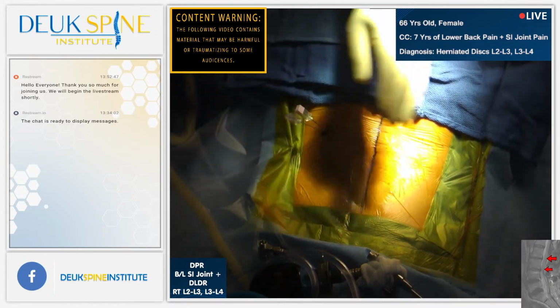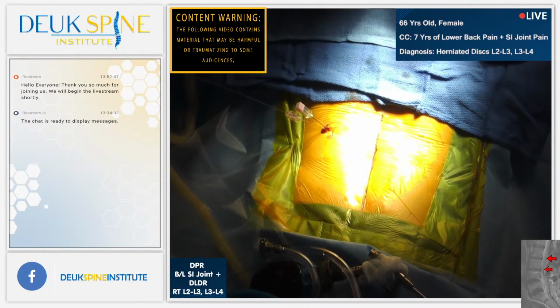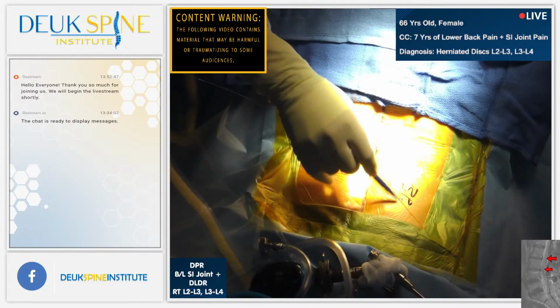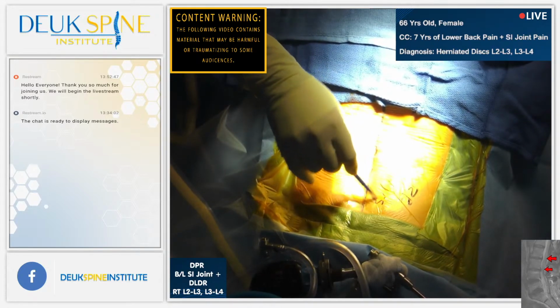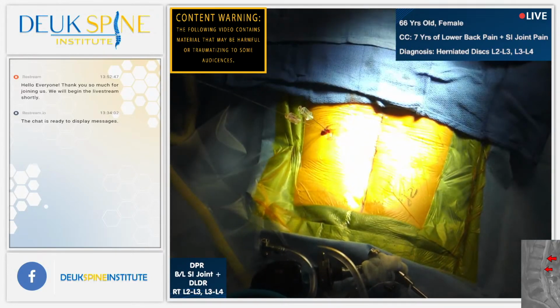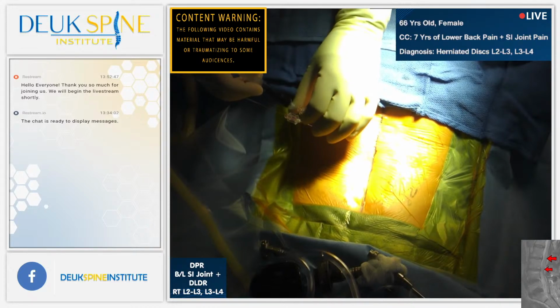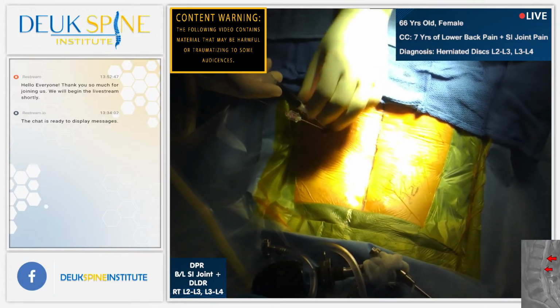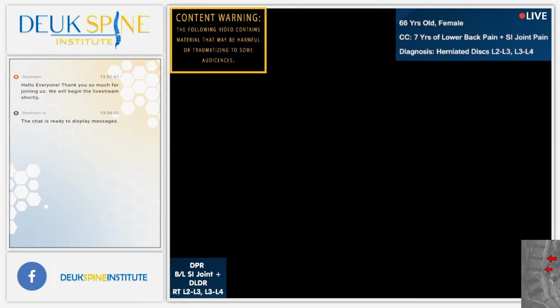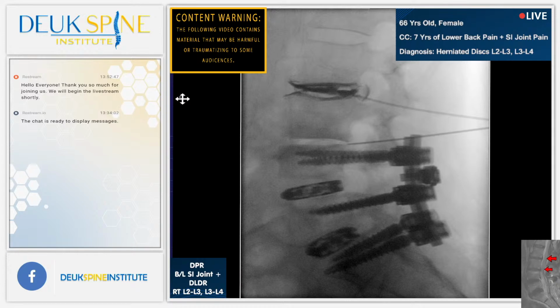She's awake. How long have you had back pain for? 7 years. All right. Are you comfortable? Any pain right now? How bad is that on a scale of 1 to 10? How high does it go? 10? Is that where you get back pain? All right. Guess what? You get to go to sleep now.